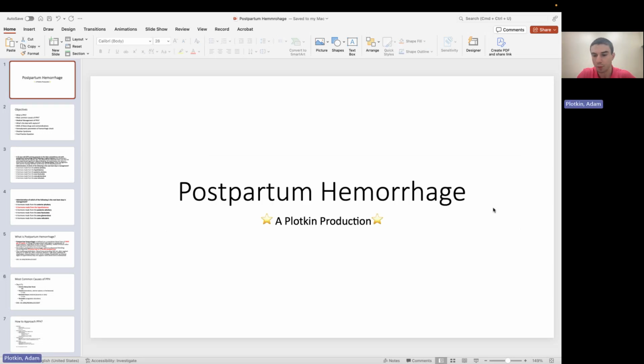All right, in this one, we are going to talk about a super high yield topic for USMLE Step 1 and Step 2. This is postpartum hemorrhage. There will be a decent portion of OBGYN questions on both exams, and postpartum hemorrhage is probably at the top of your list for things you're going to want to know. So definitely pay attention. This will be a relatively short one, but we're going to cover a lot of topics.